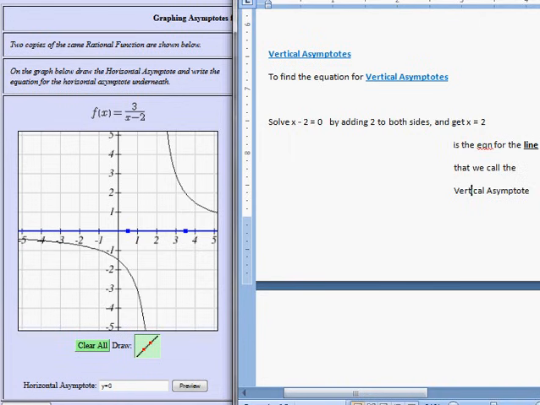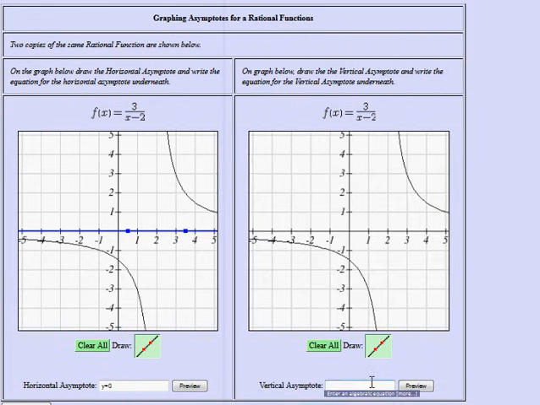And so we go back here and we type that in. The vertical asymptote is x equals 2. At least that's its equation. Now when I draw it, it'll be a vertical line through 2. So I'll pick any point on this vertical line through 2, click and hold down.